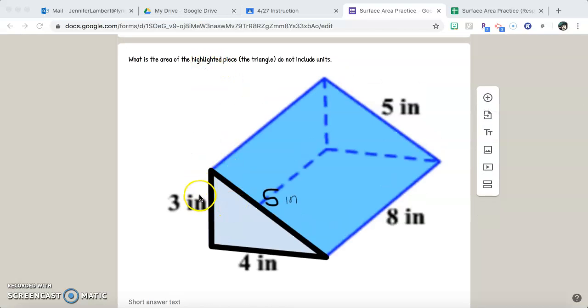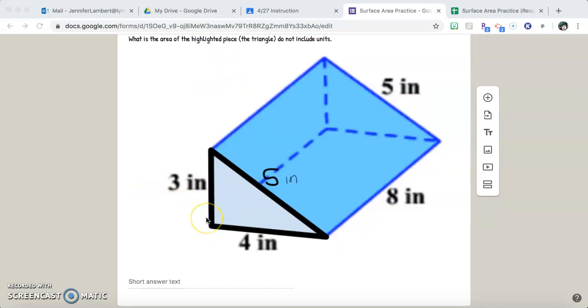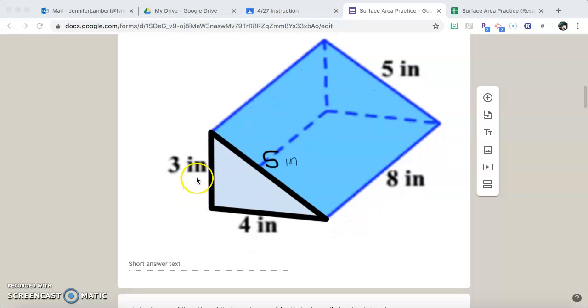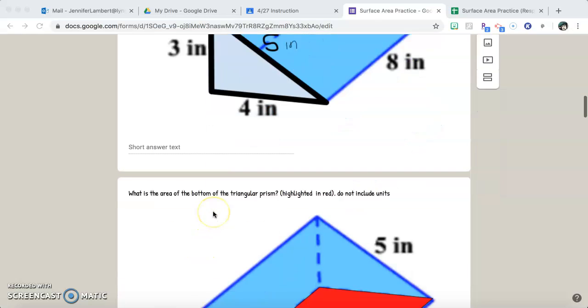So it asks for what's the area of the highlighted piece, the triangle. We just said earlier in the video that the area of a triangle is 1/2 times base times height, and we need the lines to be perpendicular. 3 and 4 are the lines that form a right angle. That would be here because we can't use 5 that's on the slant. So 3 times 4 is 12, divided by 2 is 6. So the area of each triangle is 6.